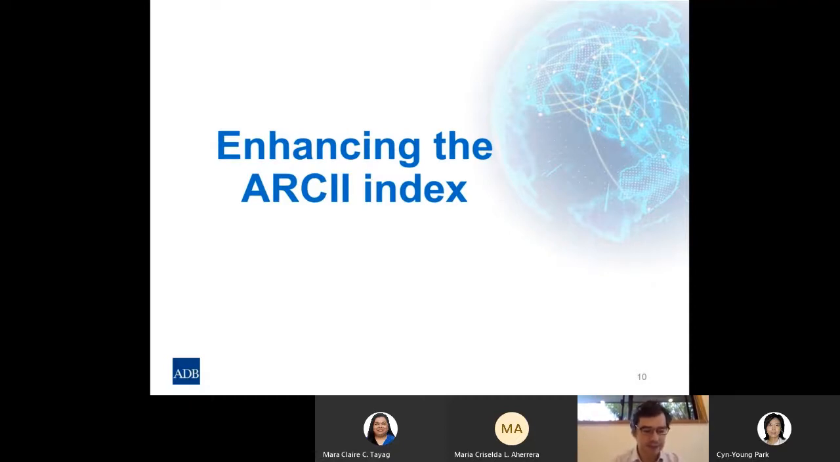And the third objective is to produce relevant research through the use of the ARCII. We have done studies in the past analyzing, for example, the impact of regional integration on structural issues such as poverty and inequality. And we also want to expand the type of analysis to specific dimensions or a specific subregion where the dynamics of ARCII deserve attention. Let me just go to the next slide.